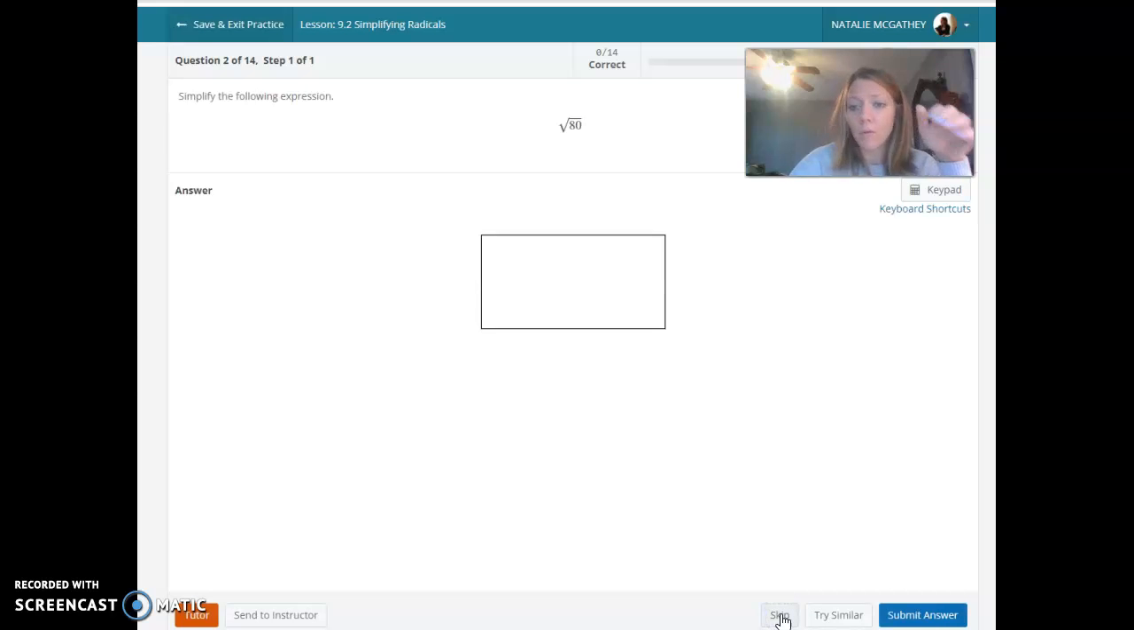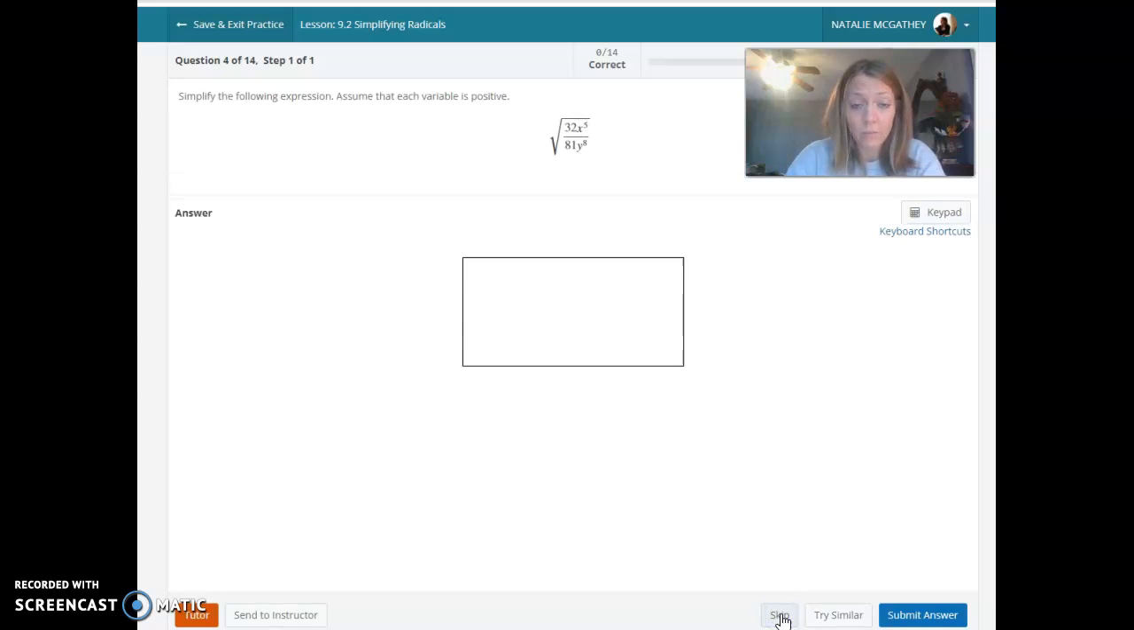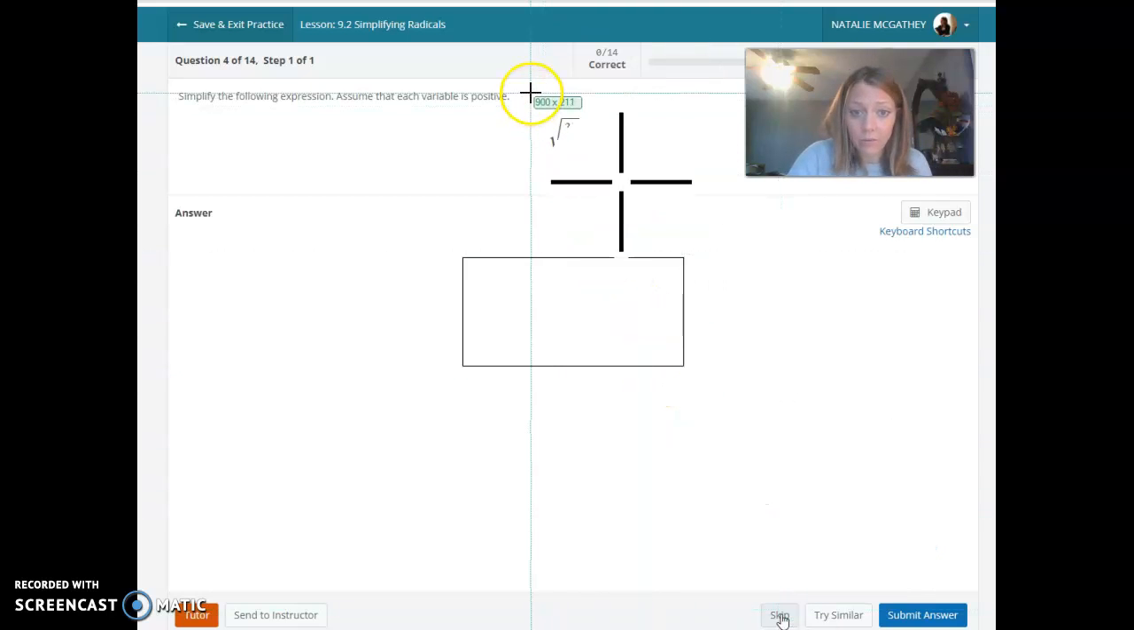So let's just keep going. We're looking to simplify. So you're going to write it like a number on the outside, then radical symbol, number on the inside. That's what it's going to look like for all of these problems. This one I think I do want to take a look at with you.